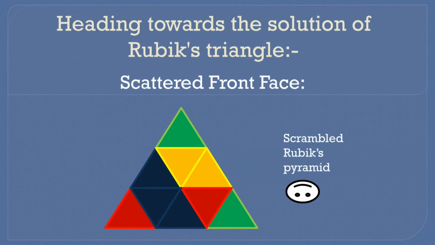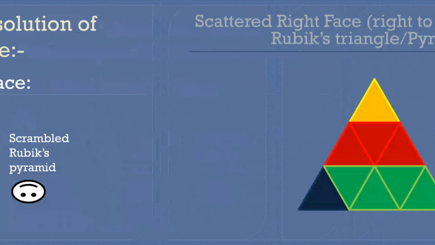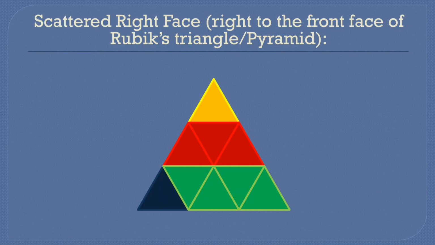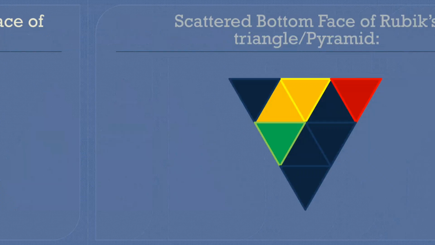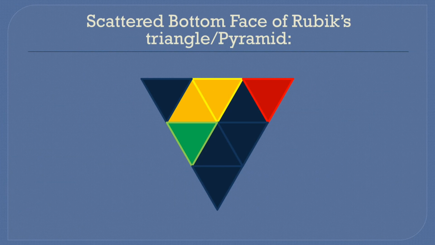First, let's look at the scattered front face of the Rubik's pyramid. Next, we examine the scattered right face of the Rubik's triangle or pyramid. Here is the scattered left face of the Rubik's triangle or pyramid. Finally, we see the scattered bottom face of the Rubik's triangle or pyramid.